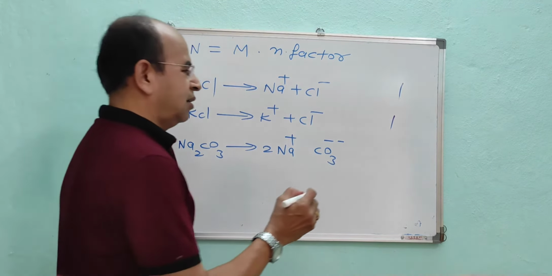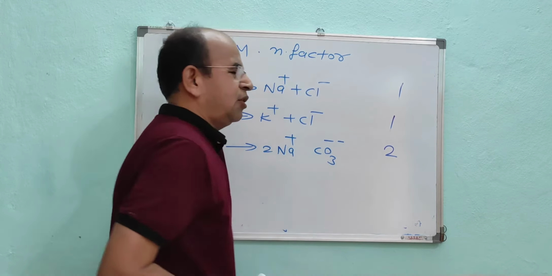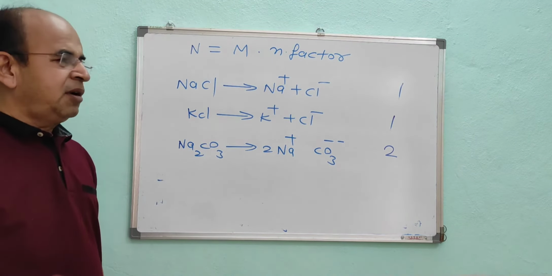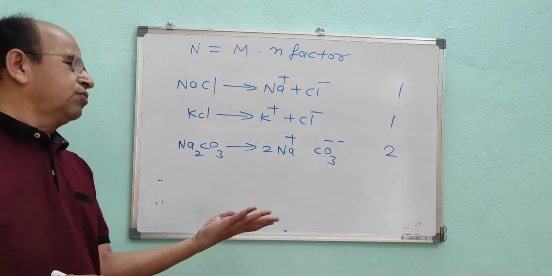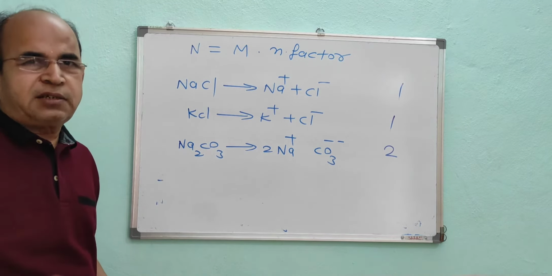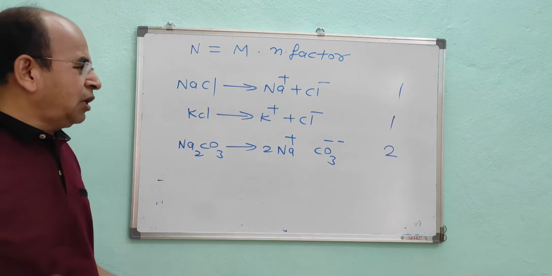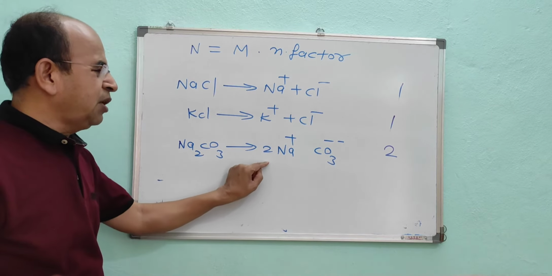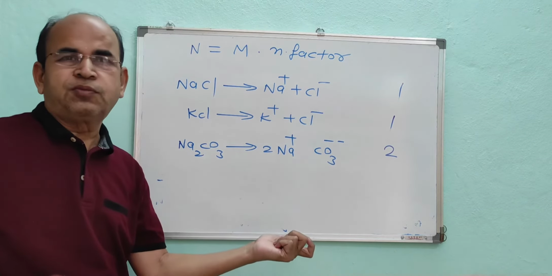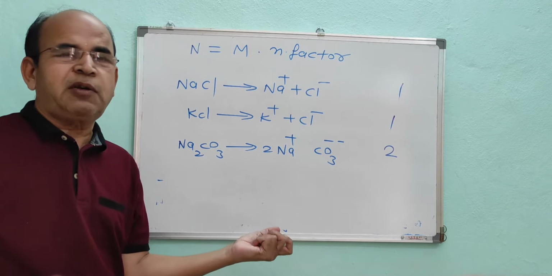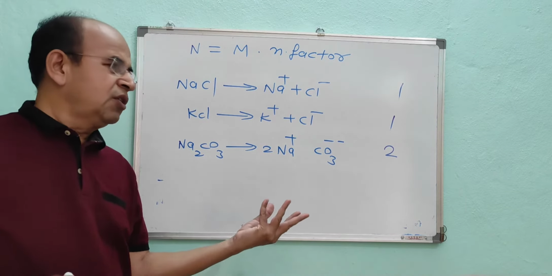N factor 2. You just take the magnitude. Don't bother about the charge. So what is the total charge? 2 into plus 1, that is plus 2, and here minus 2. So what is the N factor? What is the magnitude? Magnitude is 2.